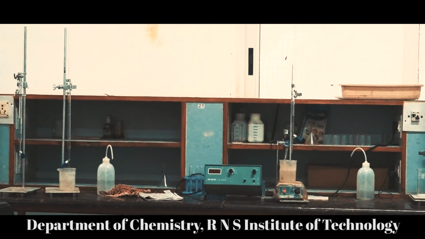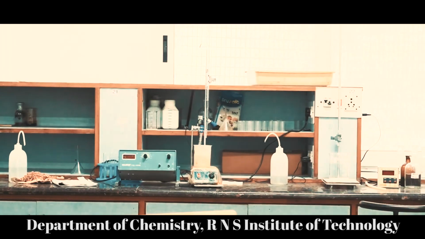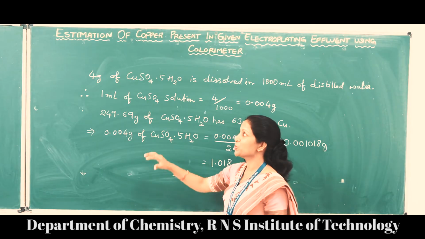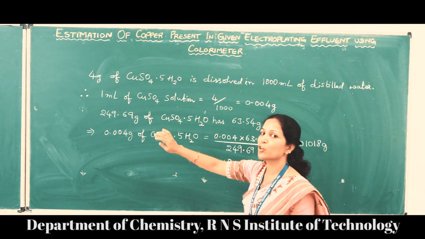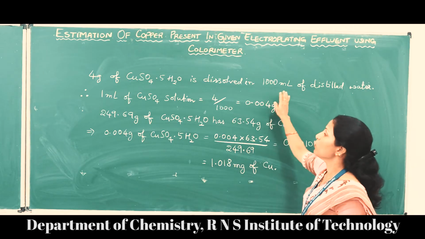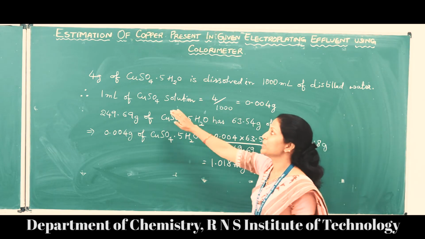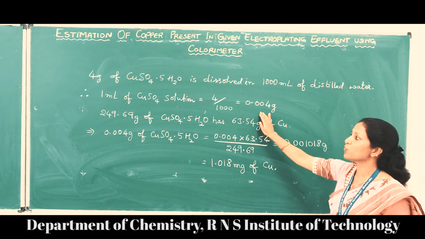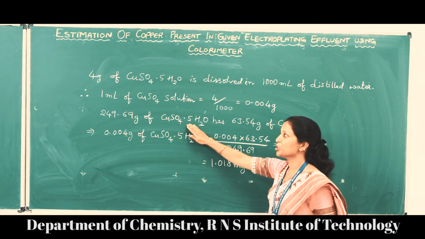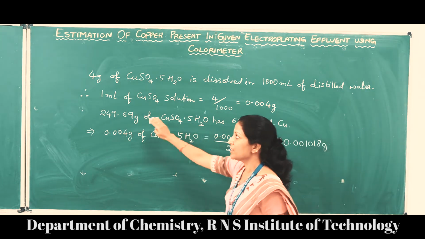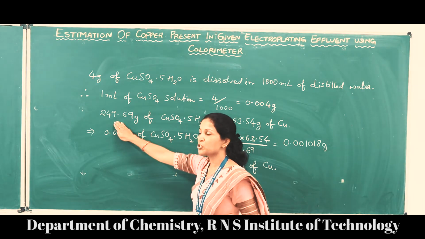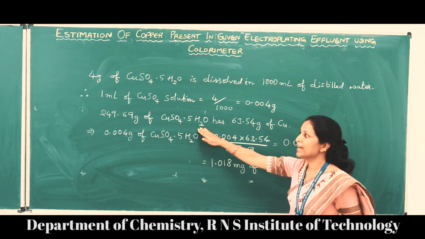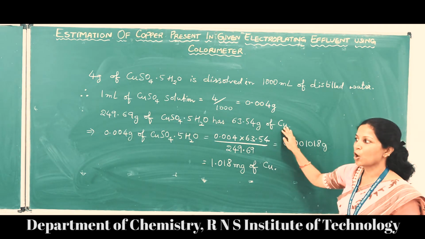As you can see, we are done with the experiment and we have got absorbance for different solutions. To prepare the electroplating solution, we have taken up 4 grams of copper sulfate pentahydrate in 1 liter of water. So 1 ml of copper sulfate solution contains 4 divided by 1000, which is equal to 0.004 grams. The molecular weight of copper sulfate pentahydrate is 249.69 grams. This amount of copper sulfate pentahydrate has 63.54 grams of copper.